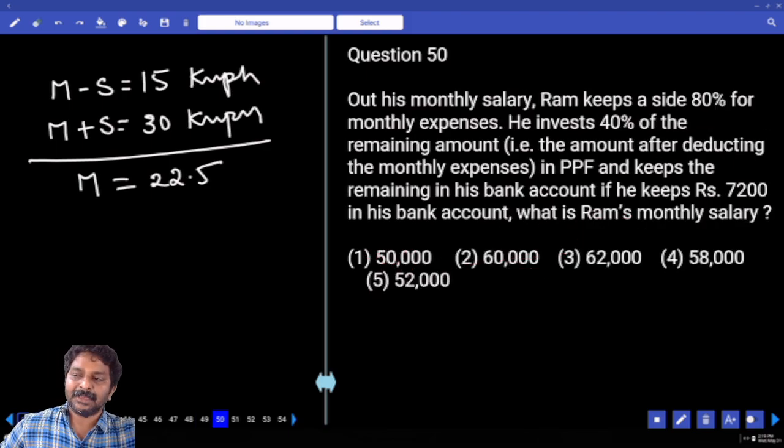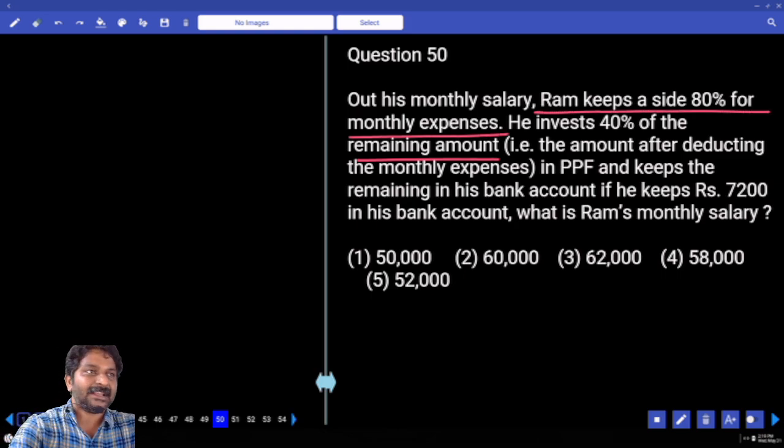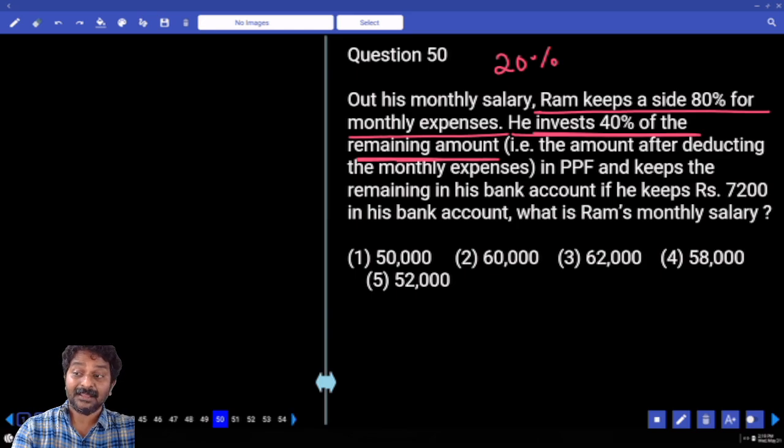Out of monthly salary, Ram keeps aside 80% for monthly expenses. He invests 40% of the remaining. How much is remaining? Ram keeps aside 80% for monthly expenses. Out of the remaining 20%, he invests 40% of the remaining amount deducted after monthly expenses. 40% invested in PPF and keeps the remaining.